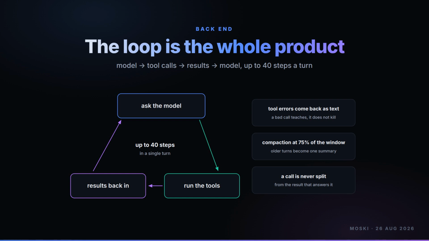2 details make it survive a small model. Tool errors come back as text rather than exceptions, so a malformed call teaches it to correct itself instead of killing the session. And at 75% of the window, older turns get summarized, never splitting a tool call from its result, which is the usual way a naive compactor breaks an agent.